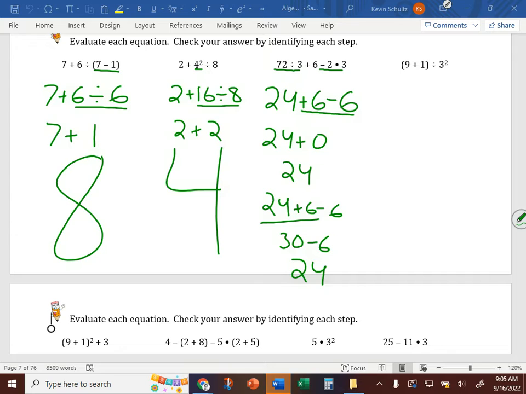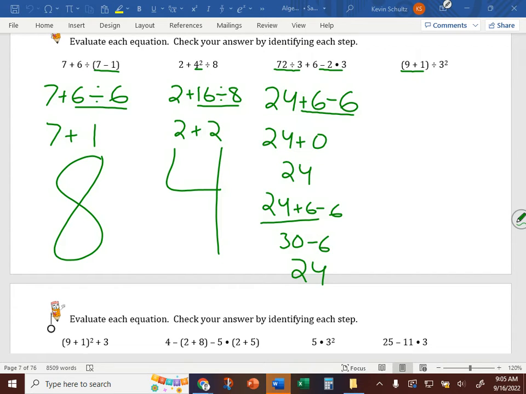Kind of a fun fact about PEMDAS. The last one here. What would we do first, or what could we do together? This is another one that you kind of have some shortcuts. Nathan, you could do the parentheses first. Yeah, parentheses first. Can we do 3 squared in the same step?